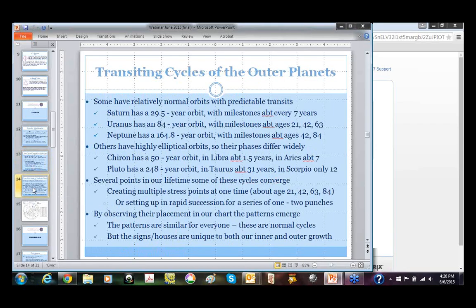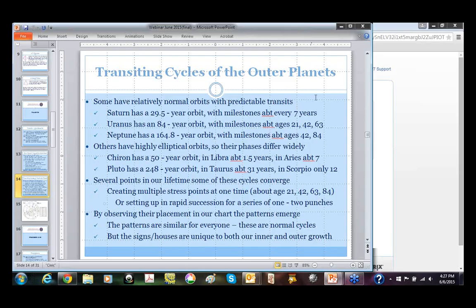Let me see. Here's some more on the transits that we've got. A lot of them have relatively normal orbits. I'm here to tell you, nothing has a normal orbit. They're not perfect circles out there. They all have little wobbles and little inconsistencies in them. But Saturn's orbit is fairly predictable at about 29.5 years. Uranus' orbit is fairly predictable at about 84 years. And Neptune's is fairly predictable at about 64 to 65 years.